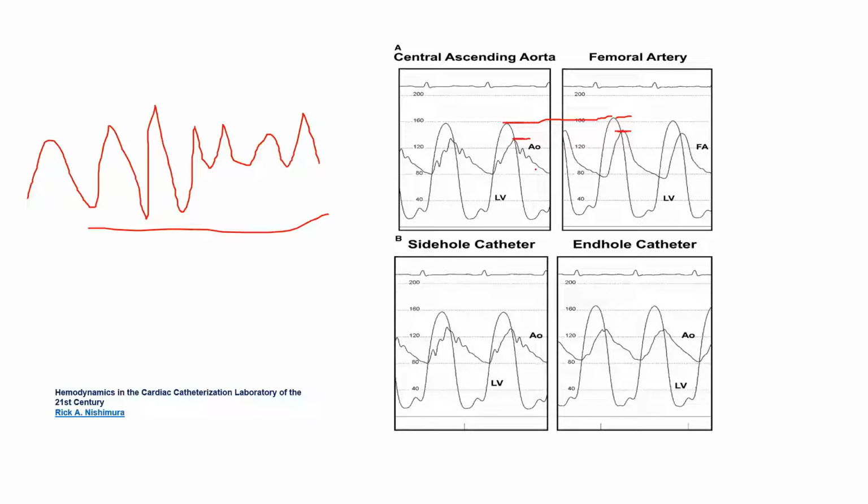Okay, now the second question is, if you look at the one here, side hole and end hole catheter. In the end hole, look at the pressure difference, compare it to the pressure difference here. So what do we have? Is it more or less in end hole compared to side hole catheter? More. It is more. Yeah. Anybody can explain that?